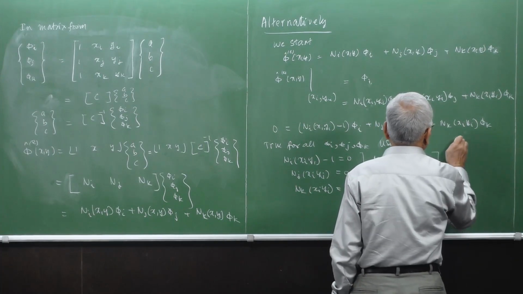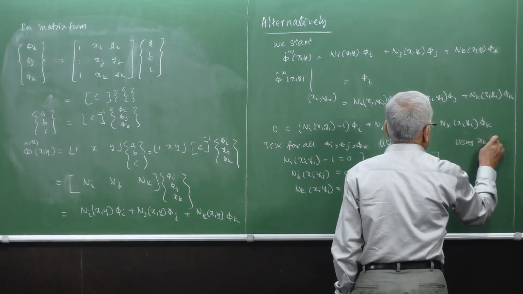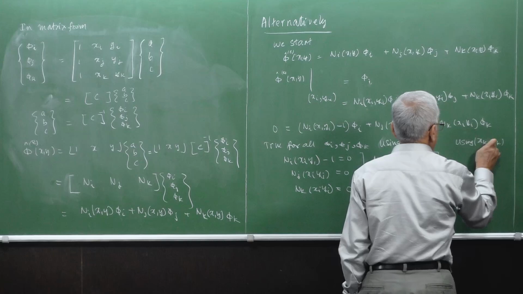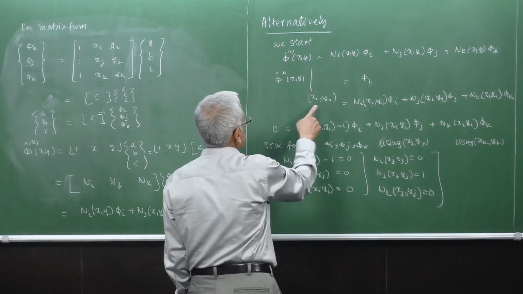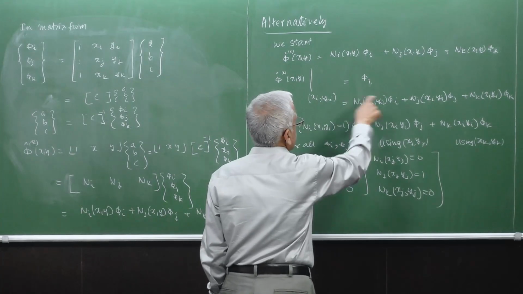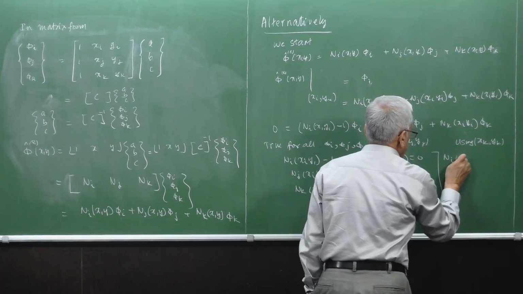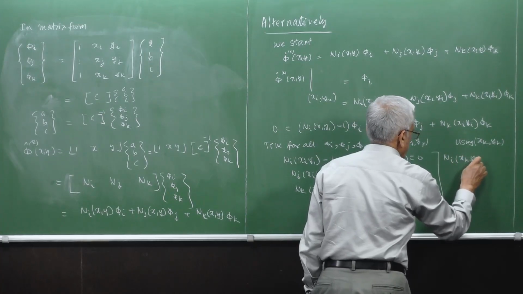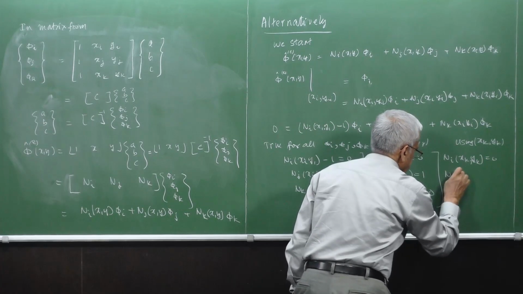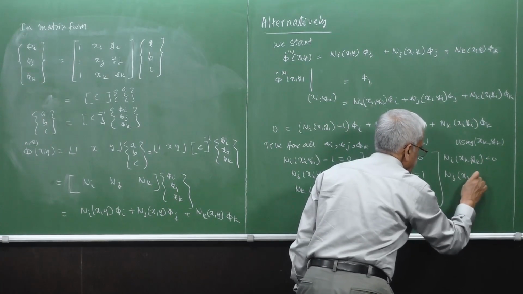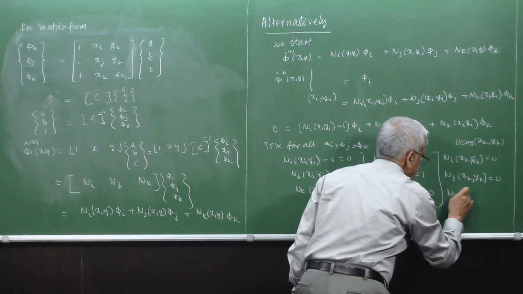And using xk, yk, we get this evaluated at xk yk should be equal to phi k, and then it will become Ni at xk yk is 0, Nj at xk yk is 0, and Nk.